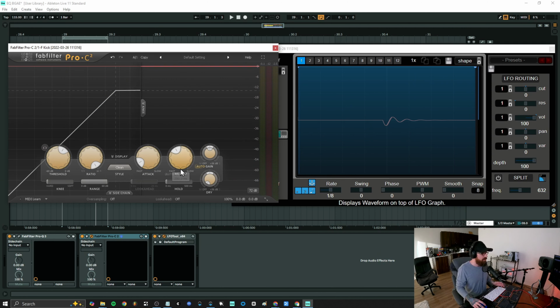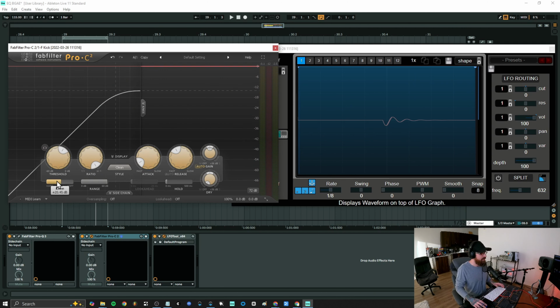Before we move on to attack and release, I want to cover the knee really quick. And you can see that's this bend here. Now that we understand that the threshold is at what gain level does the compressor start compressing, and the ratio is by how much compression is added, the knee is how gradually the compression is added.